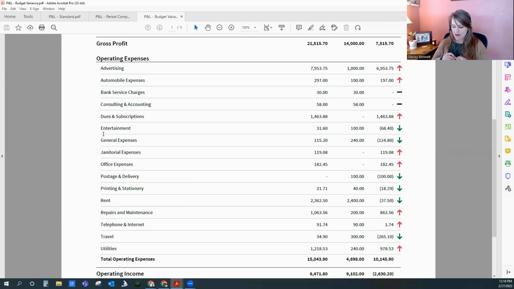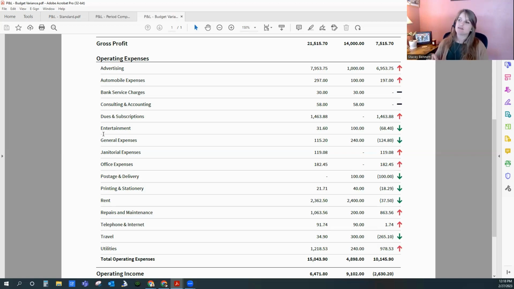And then sales tax that you remit, that you collected from your clients, does not go to sales tax paid. That is one of those things that hits your balance sheet, not your income statement. So that is another common thing that I see that I want to caution against.